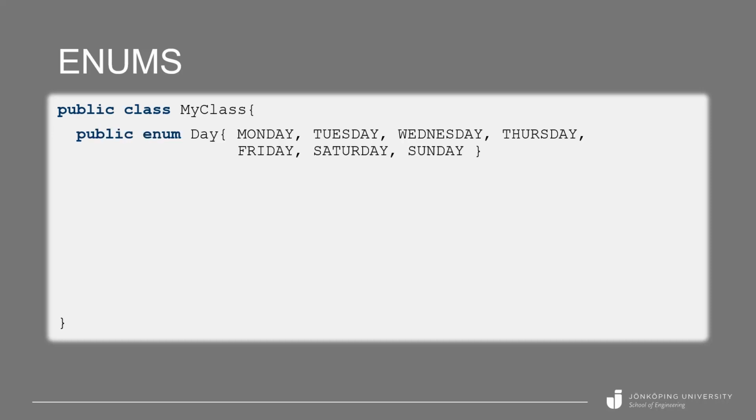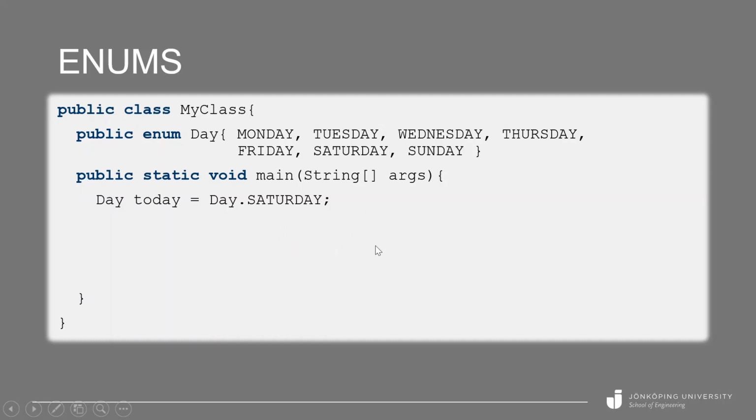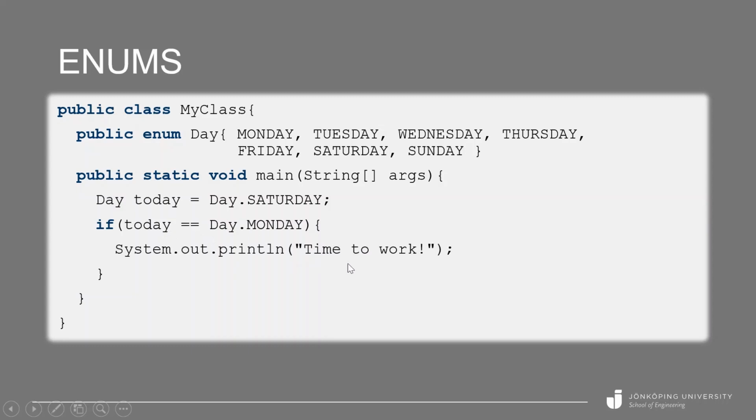We also have enums in Java, and this is how we use them. Here we create a new enum with the name day, and this one can have the value either Monday, Tuesday, Wednesday, Thursday, Friday, Saturday, or Sunday. Then here we have a sample program that makes use of the enum. Here we specify that the data type of this variable should be day, because that's what we call the enum, and the initial value of this one should be Saturday. And here we check if the day is Monday, and if that's the case, then we write time to work.